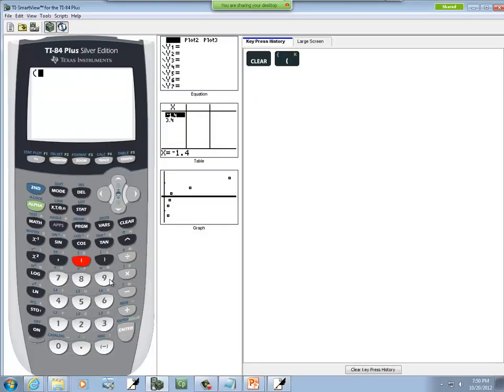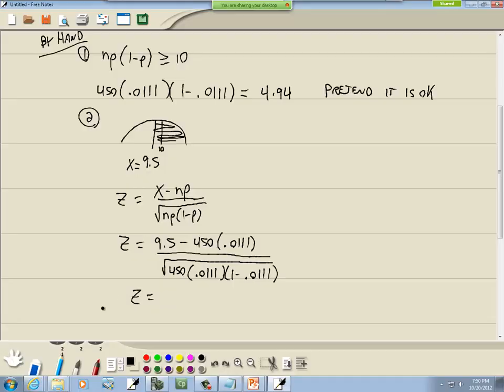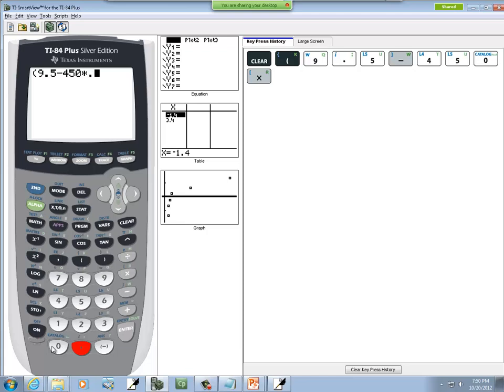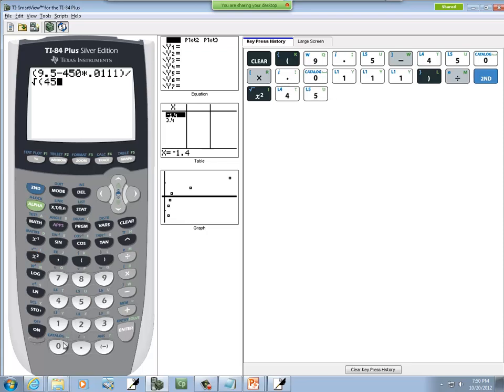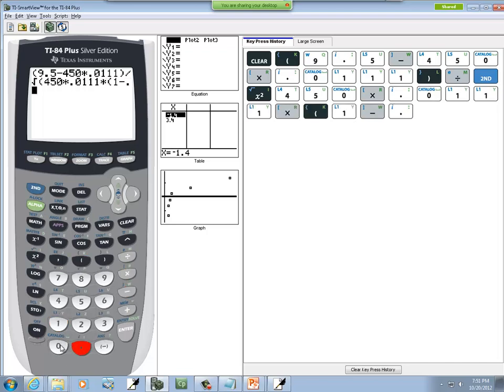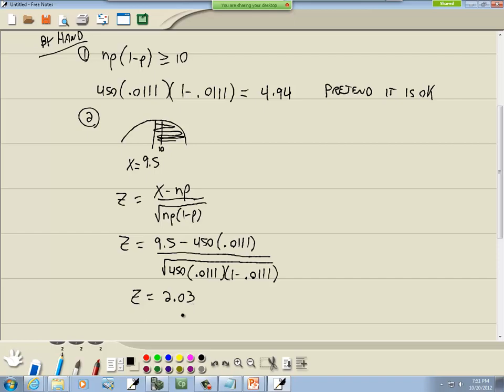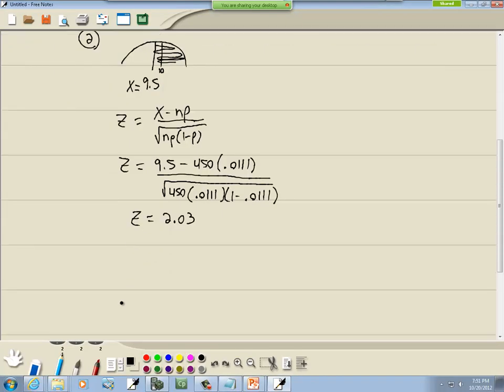So beginning parentheses 9.5 minus 450 times 0.0111, closing parentheses on the top part, divided by, I don't need parentheses around the bottom because we've got a square root. So second x squared, 450 times 0.0111 times, beginning parentheses, 1 minus 0.0111. And 2.03 would be our z-score. So our picture now looks like this: z is equal to 2.03, still shaded the same way.